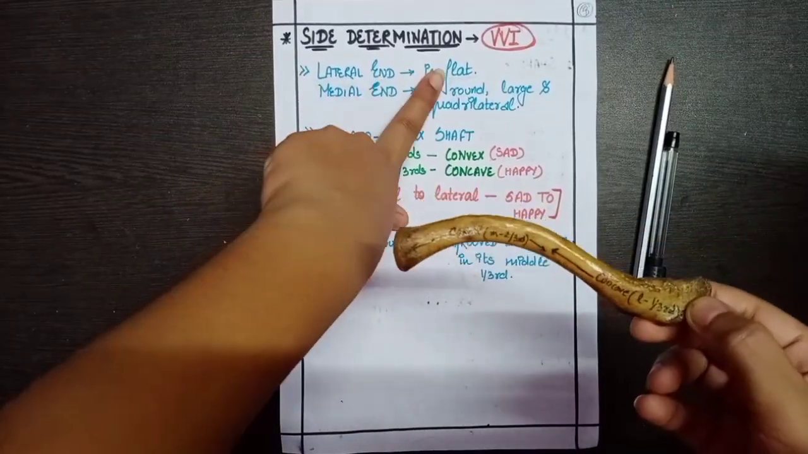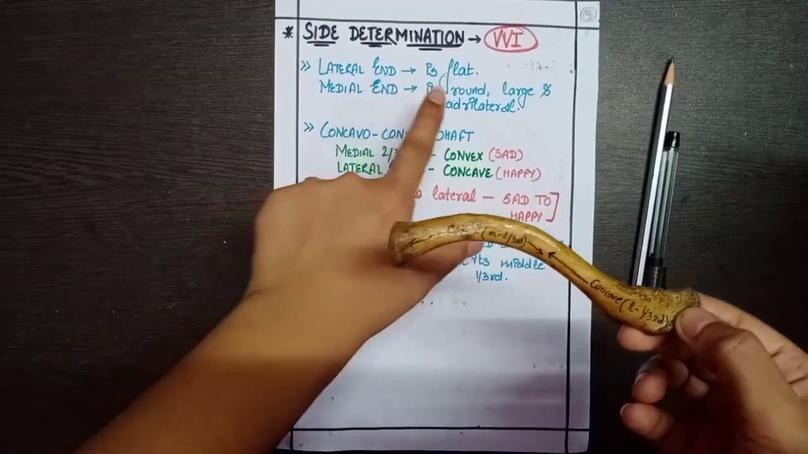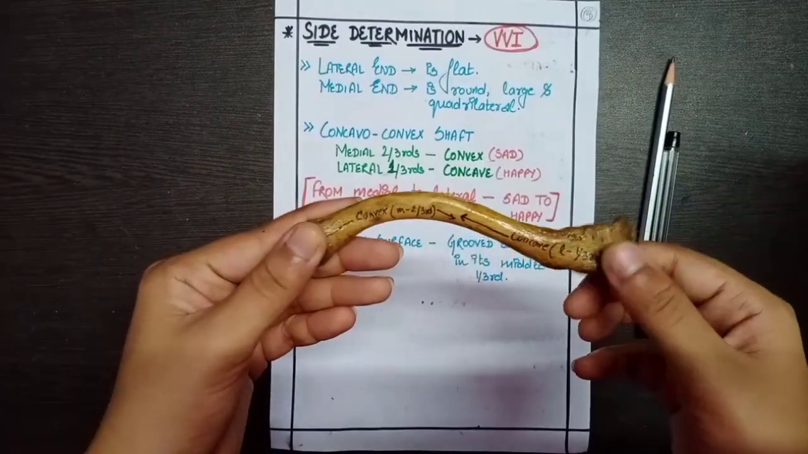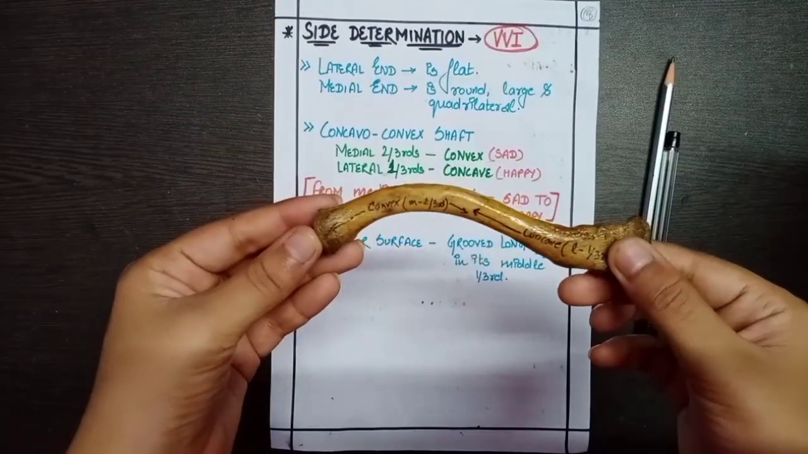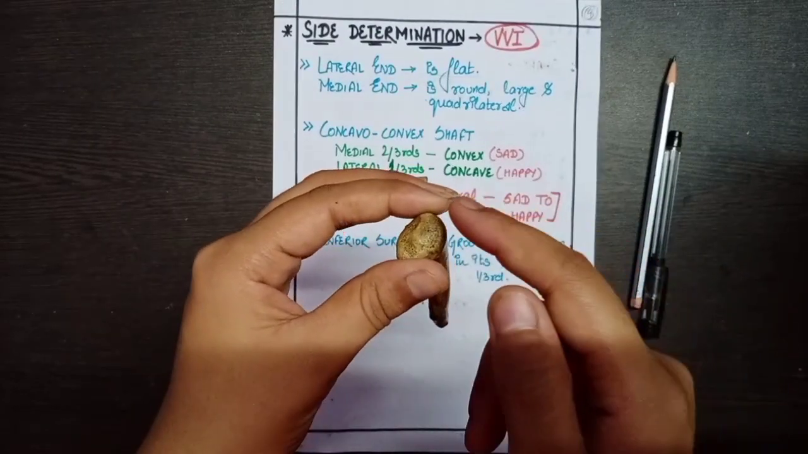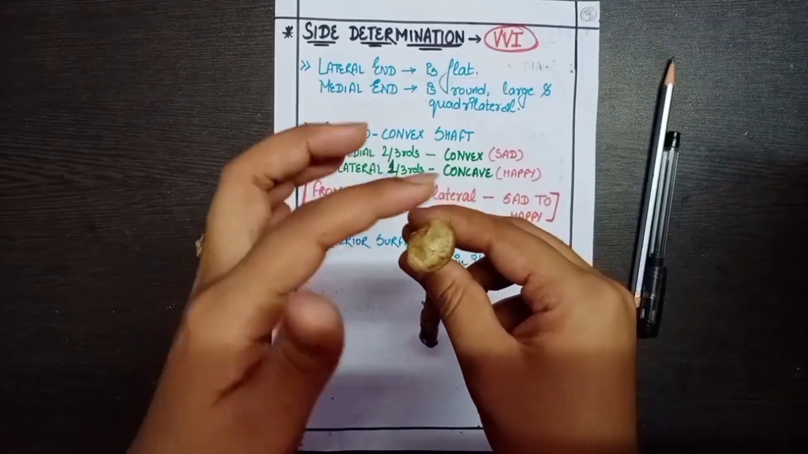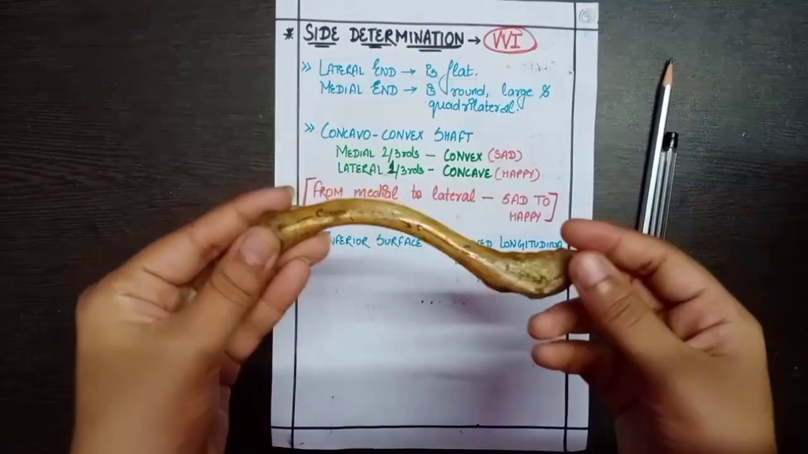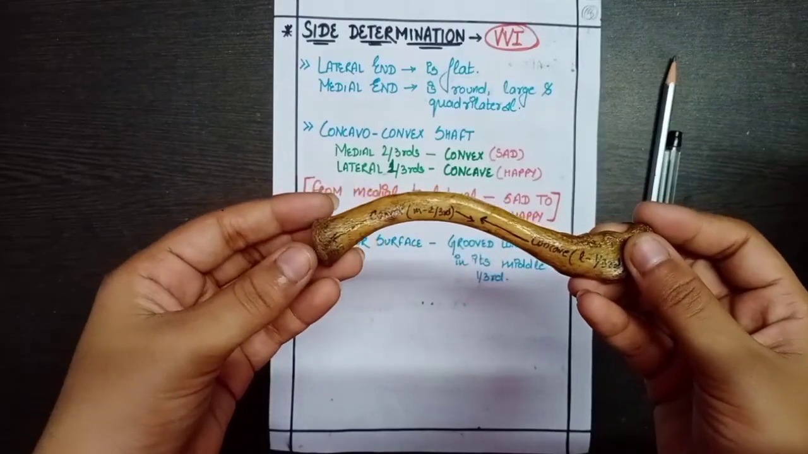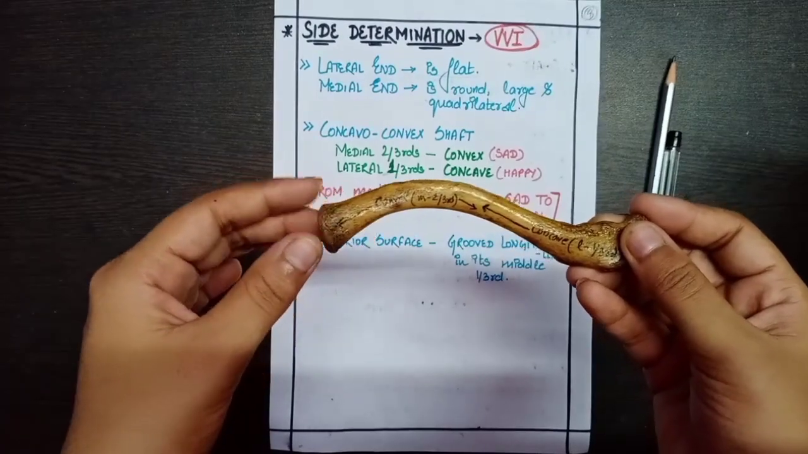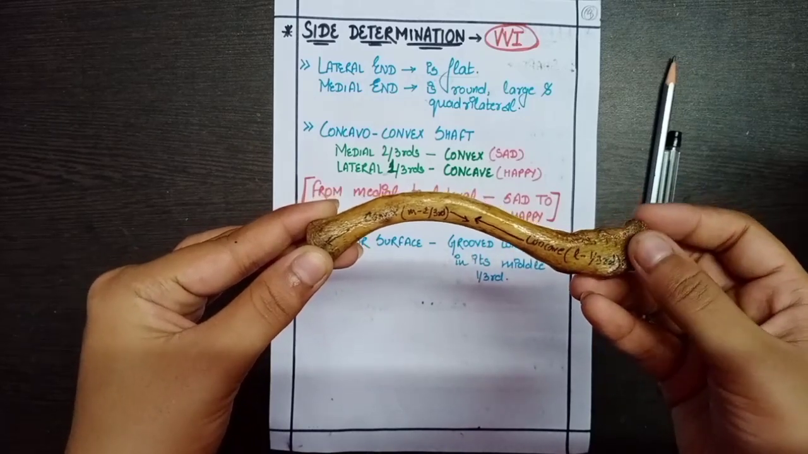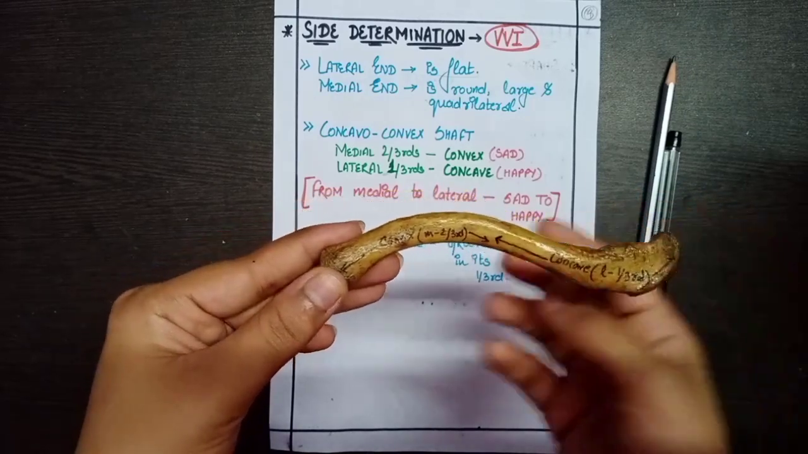The lateral end is going to be flat and the medial end is round, large and quadrilateral. If you see here, the lateral end is flat, and the medial end is round, large and quadrilateral, that is, four-sided: 1, 2, 3 and 4. So the first thing you will see is the ends. The medial one will be round, large and quadrilateral, and your lateral end is going to be flat.